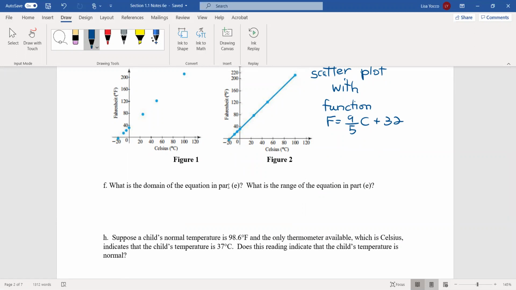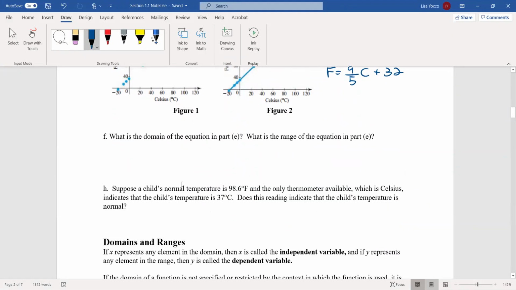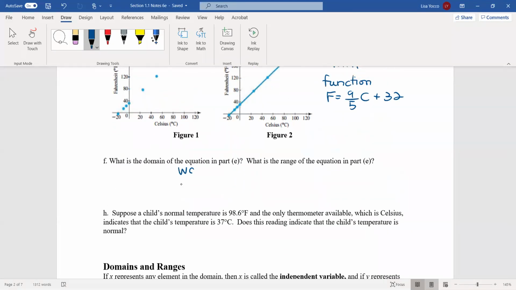Part F is kind of jumping the gun a little bit. Let's wait on this, okay? Because, you can see at the bottom of the screen, we're going to talk more specifically about domains and ranges in a minute, all right?